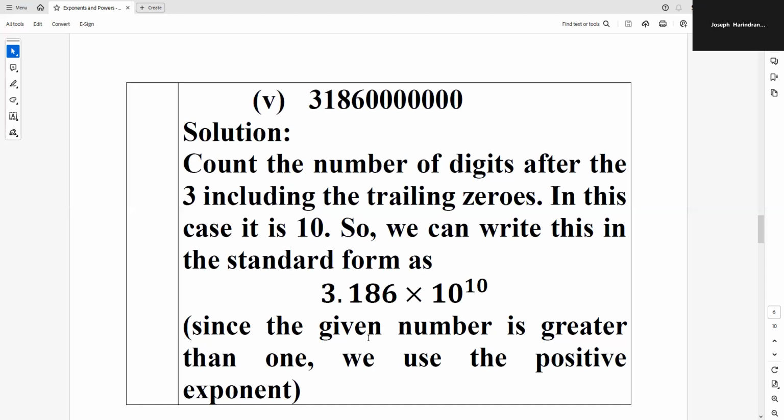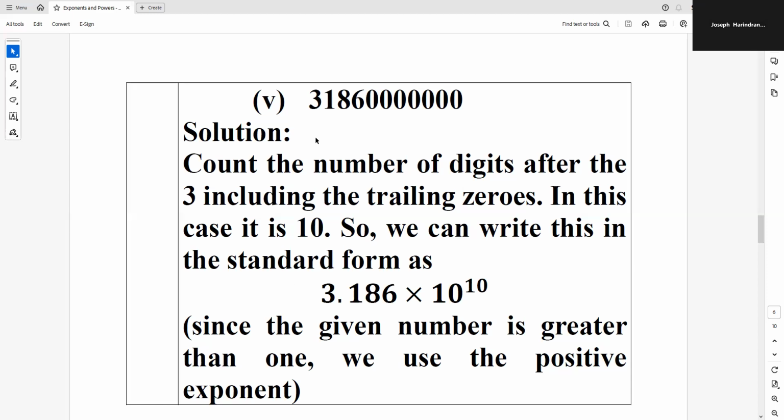After 3, how many zeros? How many digits are there? Count the number of digits, 1, 8, 6, followed by the trailing zeros. Including the trailing zeros, how many digits are there? There are 10. There are 7 zeros and 3 digits, 186.